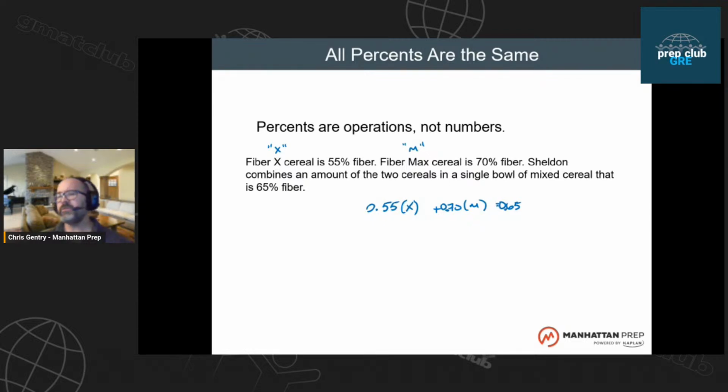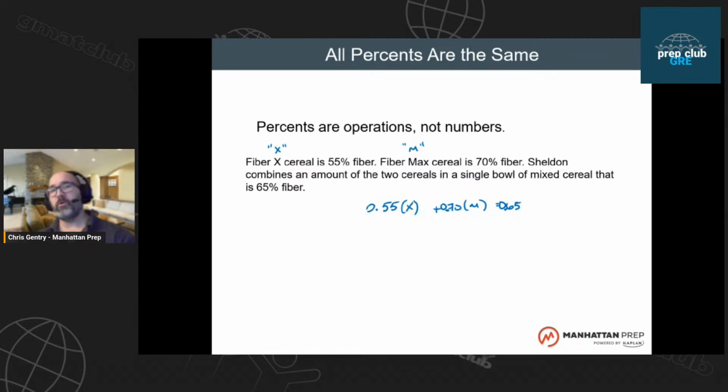But there is still something missing. What is missing from this translation? We're missing the percent of what. That 0.55x is 55% of whatever amount of x you used. That 0.70m is 70% of whatever amount of fiber max you used.